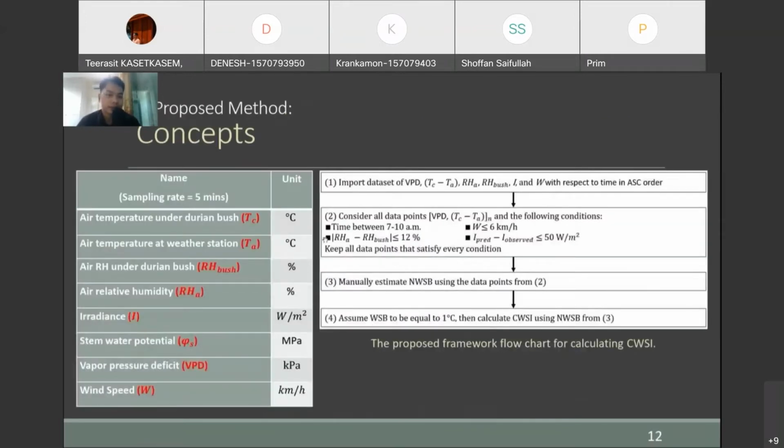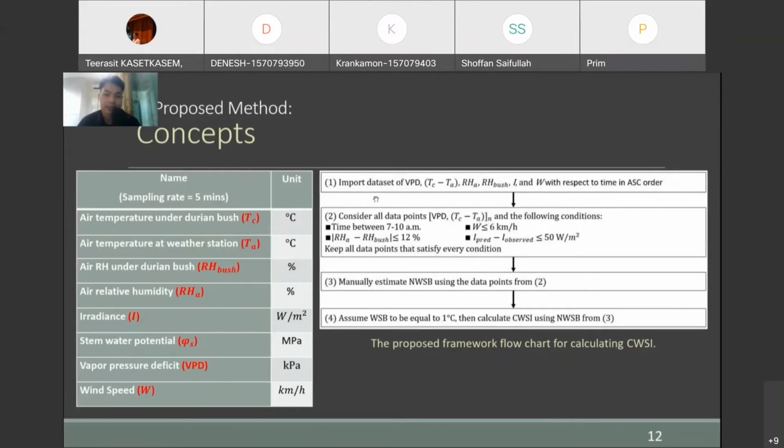So the concept of our proposed method will concern these parameters, where the air temperature under the durian bush is labeled as TC, the air temperature at vegetation as TA, the air relative humidity under the durian bush as RS bush, the air relative humidity as RSA, the air density as I, the stem water potential as psi S, the vapor pressure deficit as VPD, the wind speed as W, and the flow of our method is shown here.